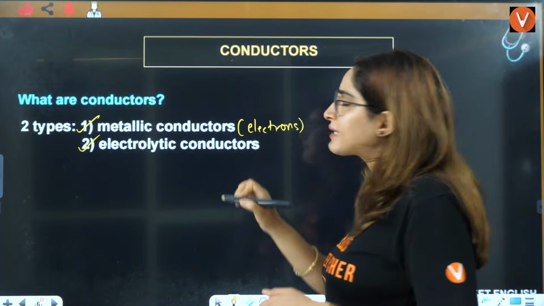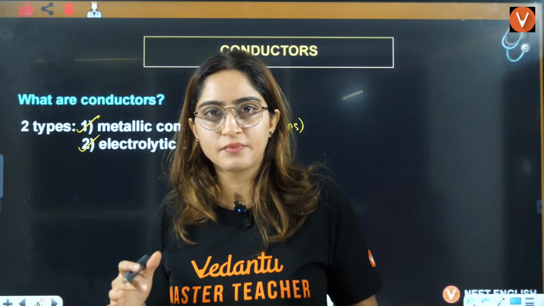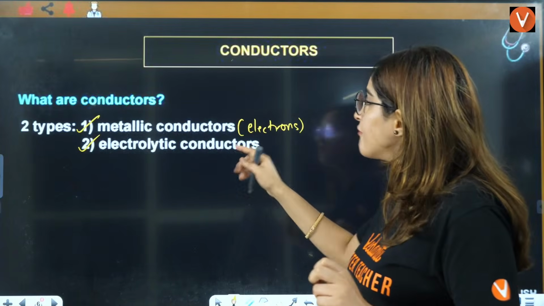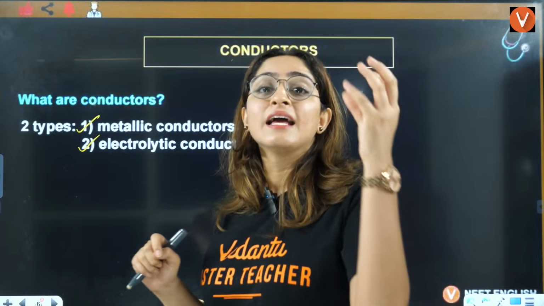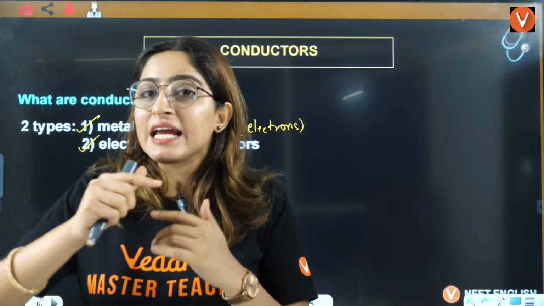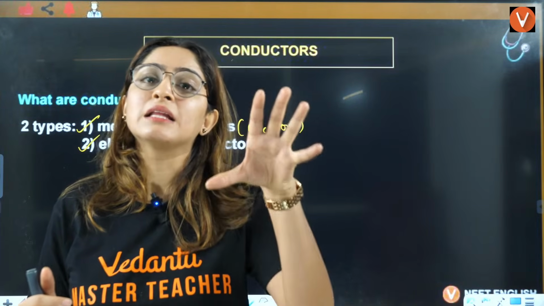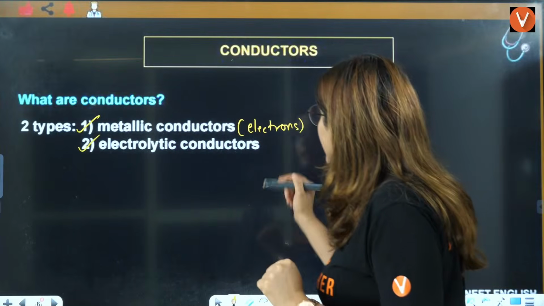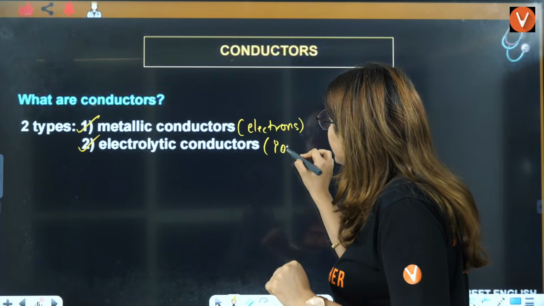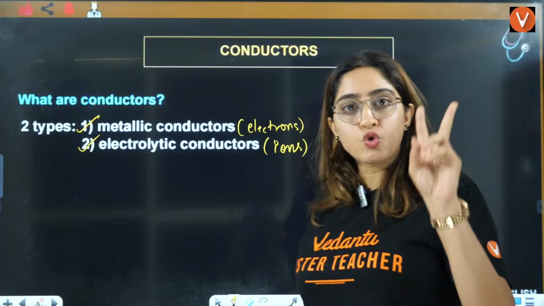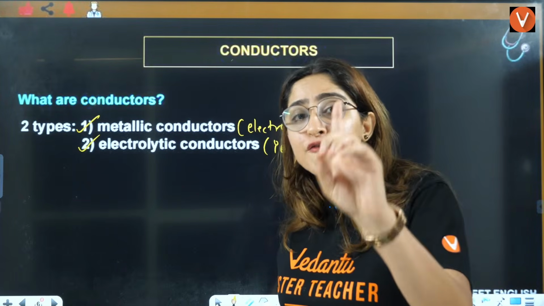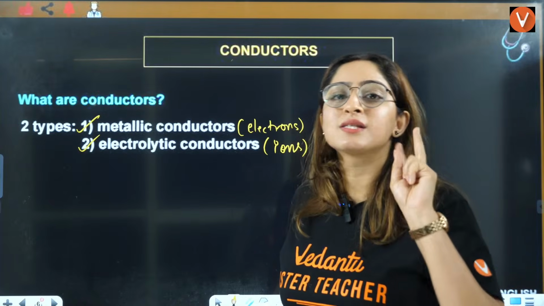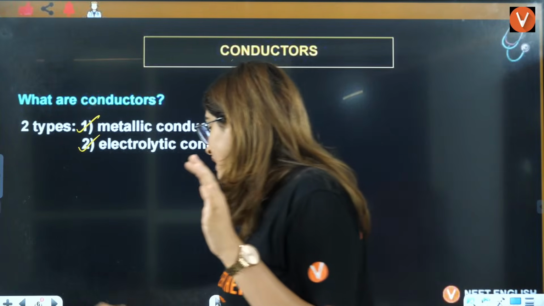Electrons are moving and that's why current is flowing, right? Second is when we talk about electrolytic conductors: in an electrolyte the ions are flowing, and that is making the current flow. So we can say over here ions are flowing. Okay, so there are two types of conductors that pass current: first with the help of electrons, second with the help of ions, right?